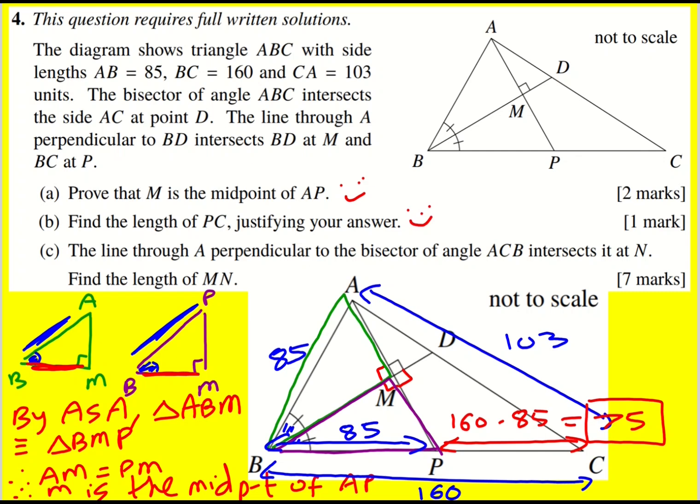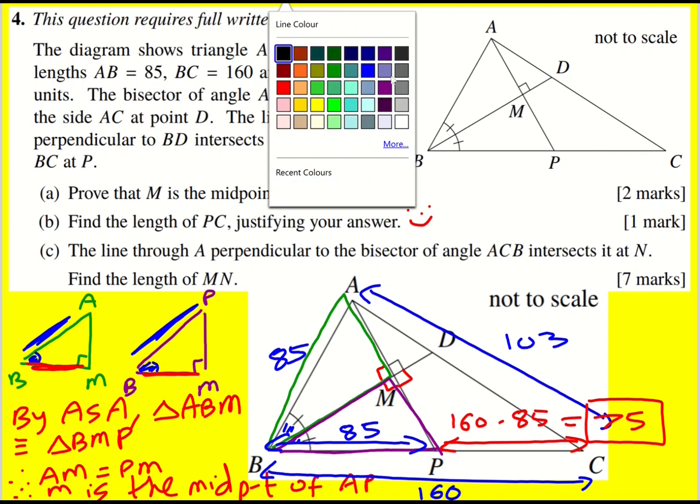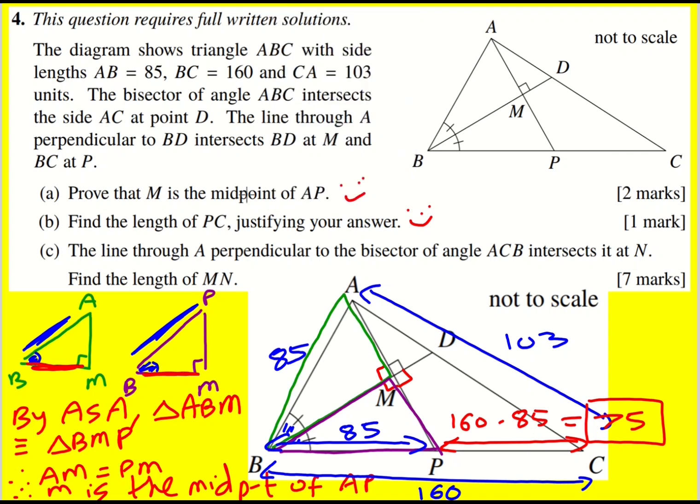We're then told that a line through A, perpendicular to the bisector of angle ACB, intersects it at N. Okay, let's just try and get that down. A line through A, perpendicular to the bisector of angle ACB. So first of all, I'm just going to draw in the bisector. It's only a sketch now, but that looks like it's splitting it into two. And then a line through A, perpendicular to that, intersects it at N.